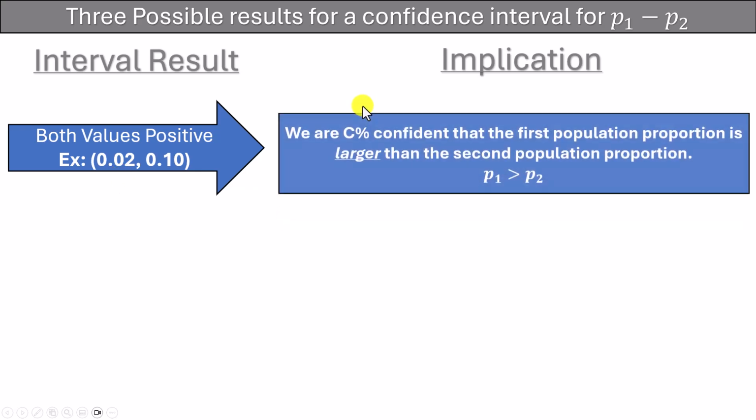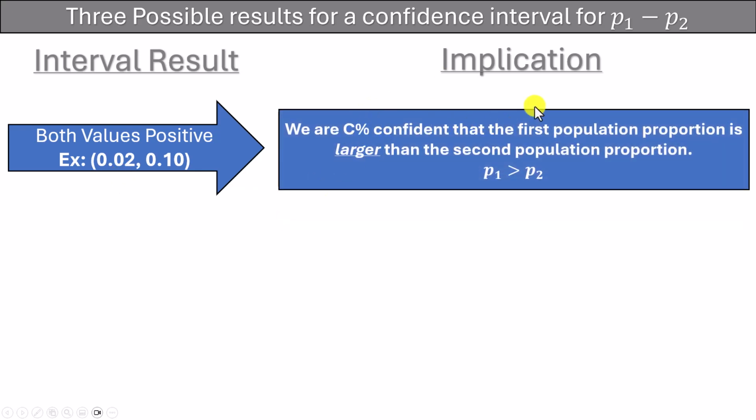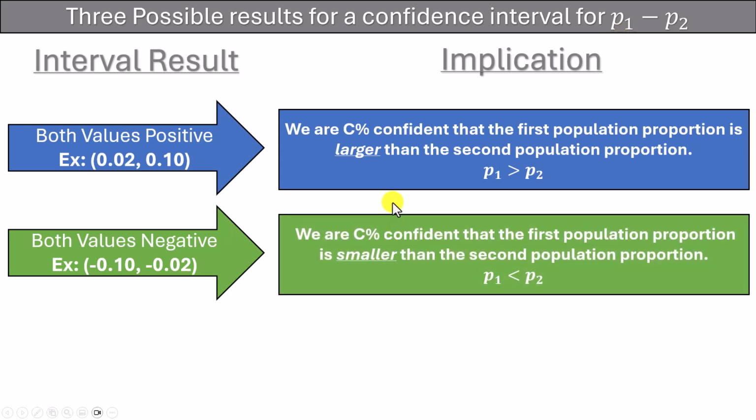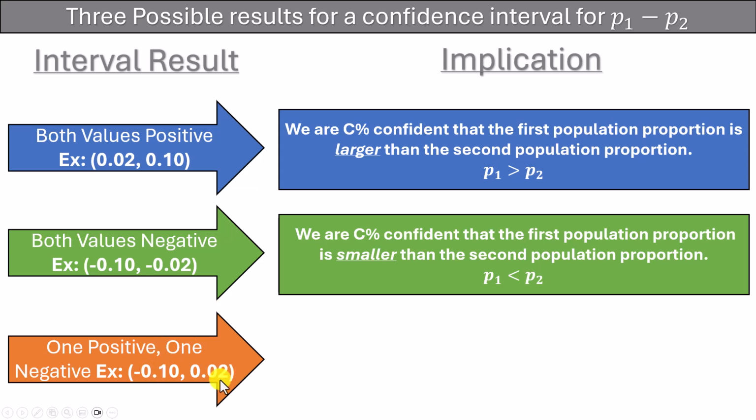So if every single number in the interval is positive, then that indicates that we are C% confident, whatever your confidence level is, that the first population proportion is larger than the second population proportion. So this is a way you can use your confidence interval to state with some degree of confidence that there's maybe a difference or not a difference between your proportions. If you have two negative numbers, then it's just the opposite. The only way to get a negative number when you subtract two numbers is if the first number was actually smaller than the second. So in that case, we would be C% confident that the first population proportion is smaller than the second.